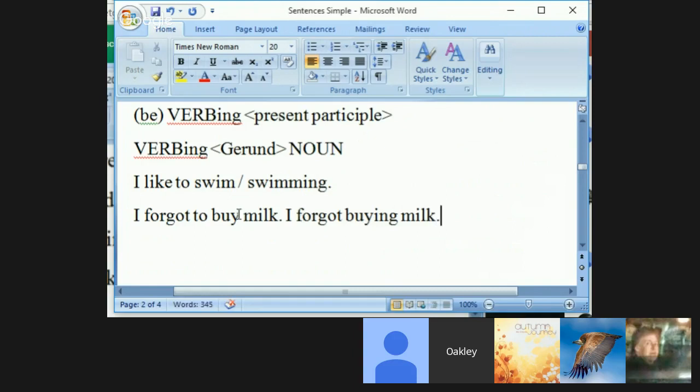Now, in one I've used an infinitive and in one a gerund. What happens here? Whereas "I like to swim" and "I like swimming" basically mean the same thing, and the subtle difference is nothing anybody would pay any attention to, these two sentences are completely different. I forgot to buy milk. I didn't remember to buy milk.